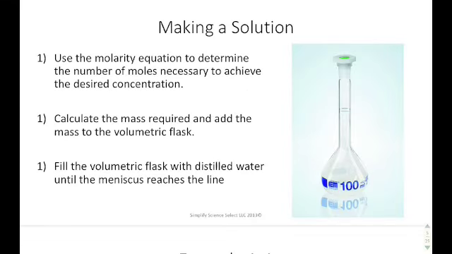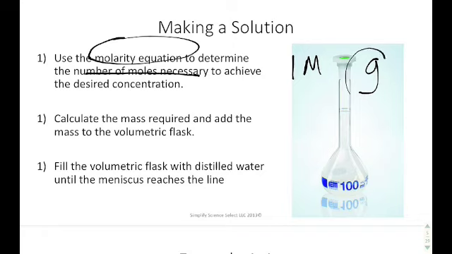Now, when you make a solution, it's really important that you use the molarity equation to determine the number of moles necessary. You've got to do the math off the bat. You've got to say, okay, if I want a solution of 1 molar, whatever, I need to know how many grams I need to weigh out. So you calculate the mass that's required from the number of moles that are required.